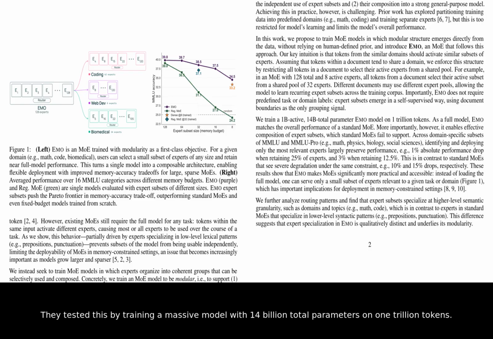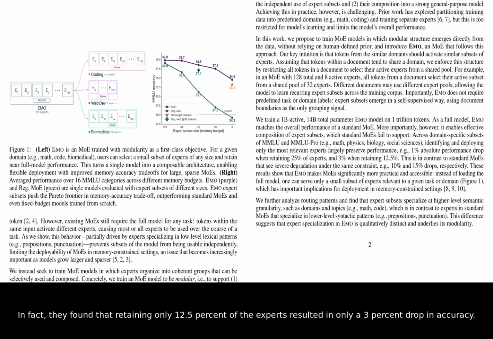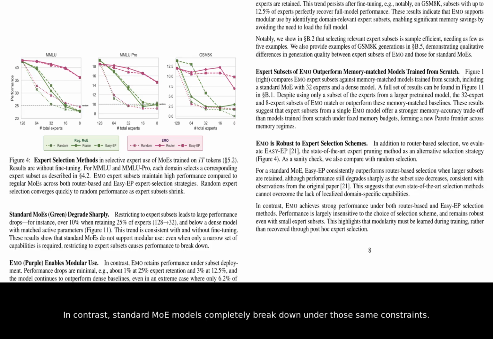They tested this by training a massive model with 14 billion total parameters on 1 trillion tokens. The results shown in Figure 1 are very impressive for anyone interested in efficient computing. For specific domains like math or coding, users can now select a tiny subset of experts and still get near full model performance. In fact, they found that retaining only 12.5% of the experts resulted in only a 3% drop in accuracy. In contrast, standard MoE models completely break down under those same constraints.